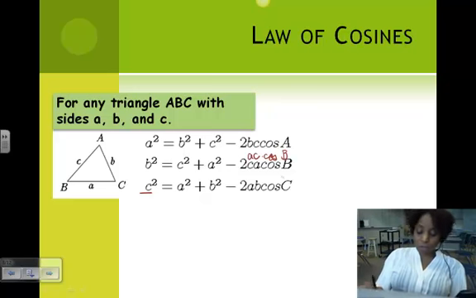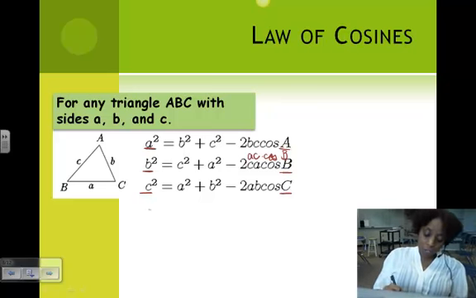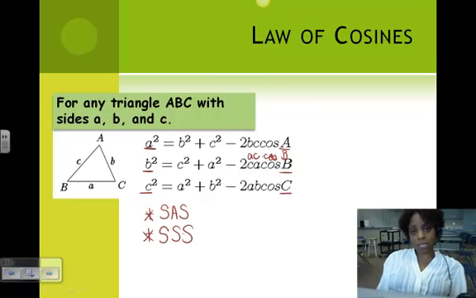Notice the letter that you start with is the angle that you're looking for here. The letter that you start with matches that angle, and this letter matches that angle. So depending on what you're looking for or what information you have, you can choose a different one of these equations, but they all have the same formula, just plugging in different sides. You use law of cosines in the case of a side-angle-side, or if you're given three sides. So two sides and an included angle, or three sides. So let's look at an example for law of cosines.